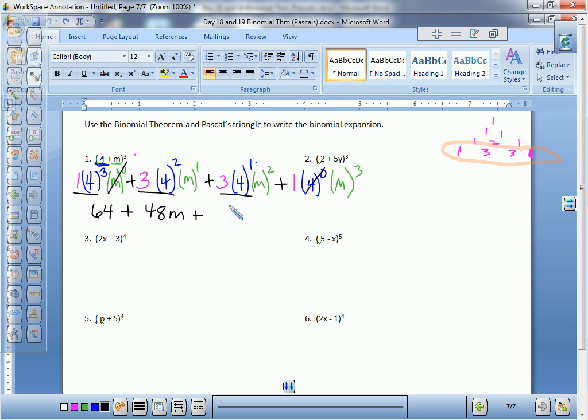Now I want you to punch this. Actually, never mind. What is 3 times 4? 12. But this time it's m squared. And now this time we just have a 1, so it's m cubed. So 4 plus m to the third power is 64 plus 48m plus 12m squared plus m cubed. Okay, so if we did, we would move it around, but it doesn't have to. It depends on your directions.